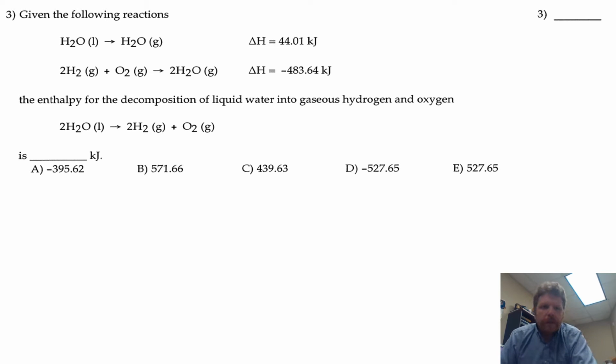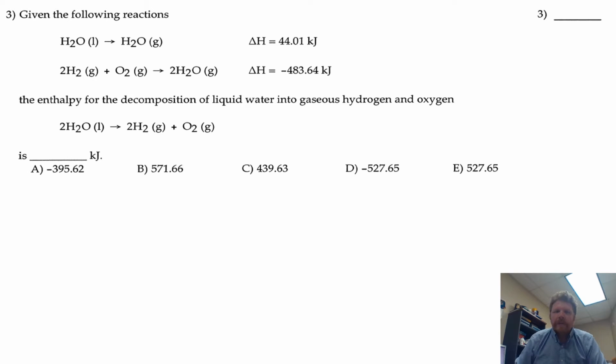So question number 3 says, given the following reactions, H2O liquid goes to H2O gas, has a delta H of 44.01 kilojoules. The next reaction, 2H2 gas plus O2 gas yields 2H2O gas, delta H is negative 483 kilojoules. The enthalpy for the decomposition of liquid water into gaseous hydrogen and oxygen, 2H2O liquid yields 2H2 gas plus O2 gas, is blank kilojoules. So this question is a Hess's law question.